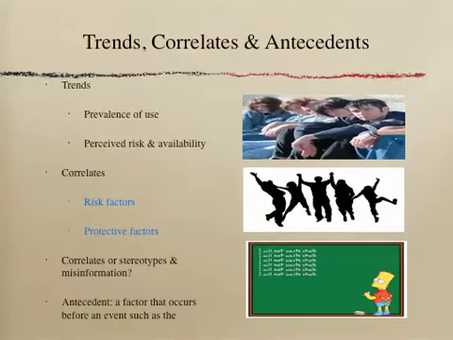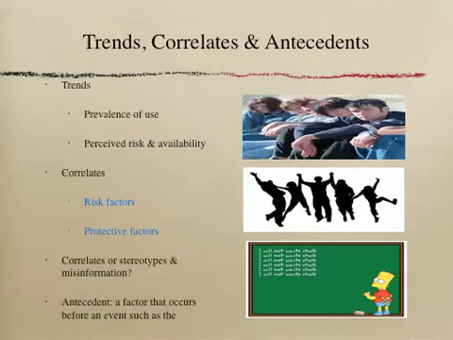Coming back to the topic of drug trends, this has been and continues to be a main area of interest in both society and academic research. In general, two areas are identified: prevalence of use, and perceived risk and availability. When looking at trends, the factors of correlates to use and antecedents to use surface.